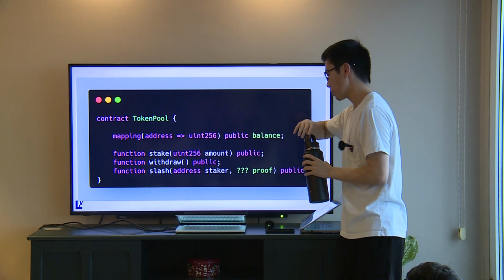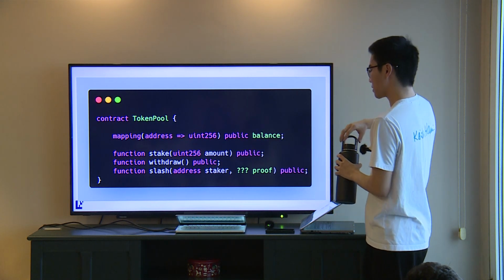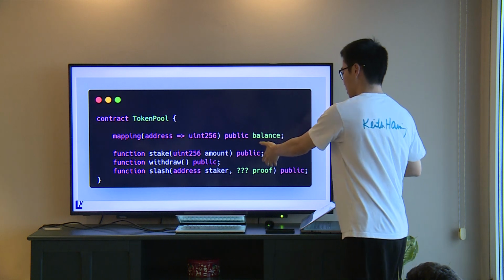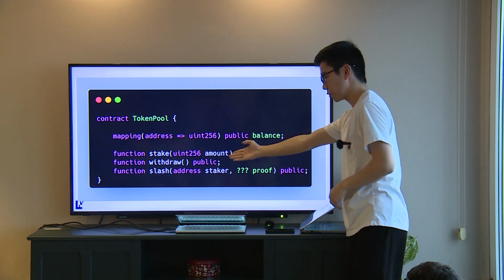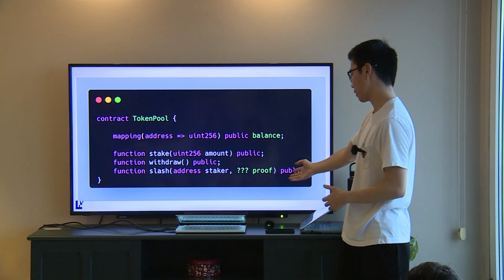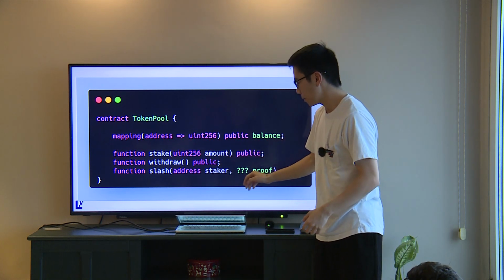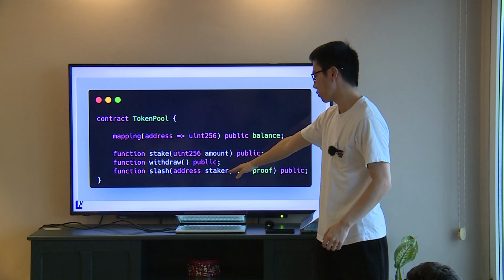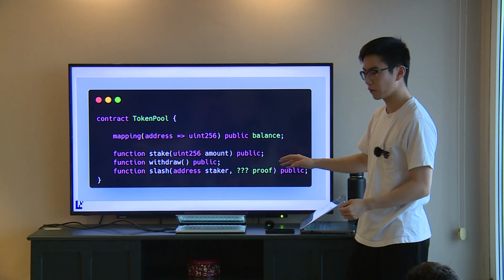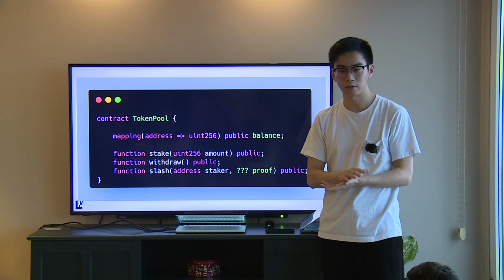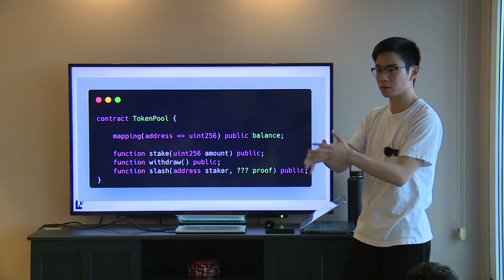So let's first look at the functions. You can stake into the protocol, very common. Once you stake, I track your amount, I track your balances, and also you can withdraw. And lastly, anyone can call the slash function, passing in some sort of identifier for the staker and some sort of proof. And this proof is purely customizable, because it's whatever logic you put into this token pool.